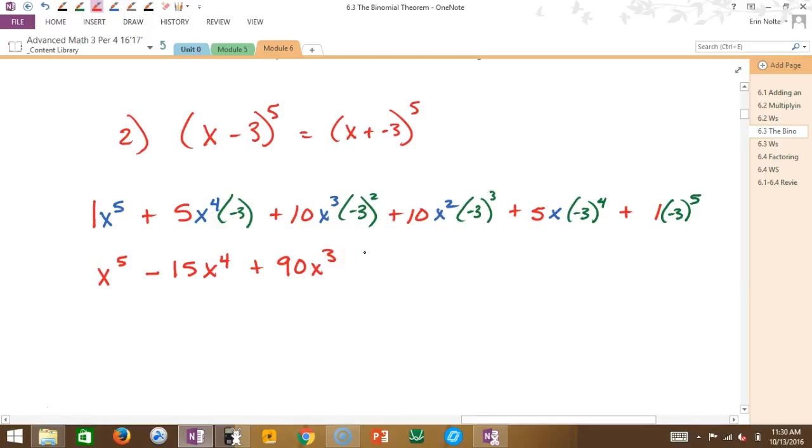Fourth term. I have negative 3 to the 3rd. What's negative 3 to the 3rd? Negative 27. And negative 27 times 10? Negative 270. So can I say minus 270x squared? Okay, what are we at? Fifth term. What's negative 3 to the 4th power? 81. And 81 times 5? 405. So plus 405x. And the last term is negative 3 to the 5th, which is negative 243.